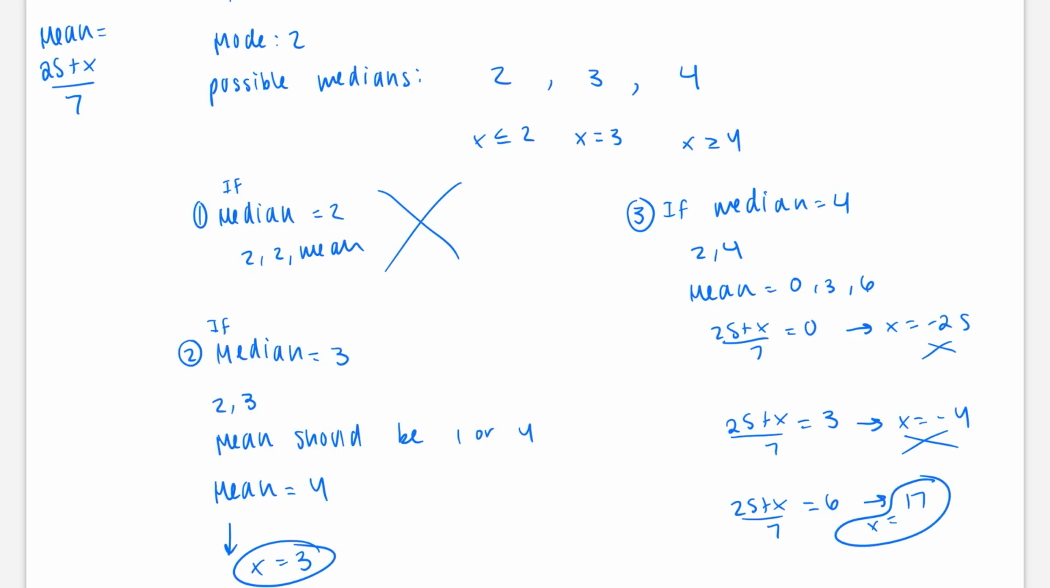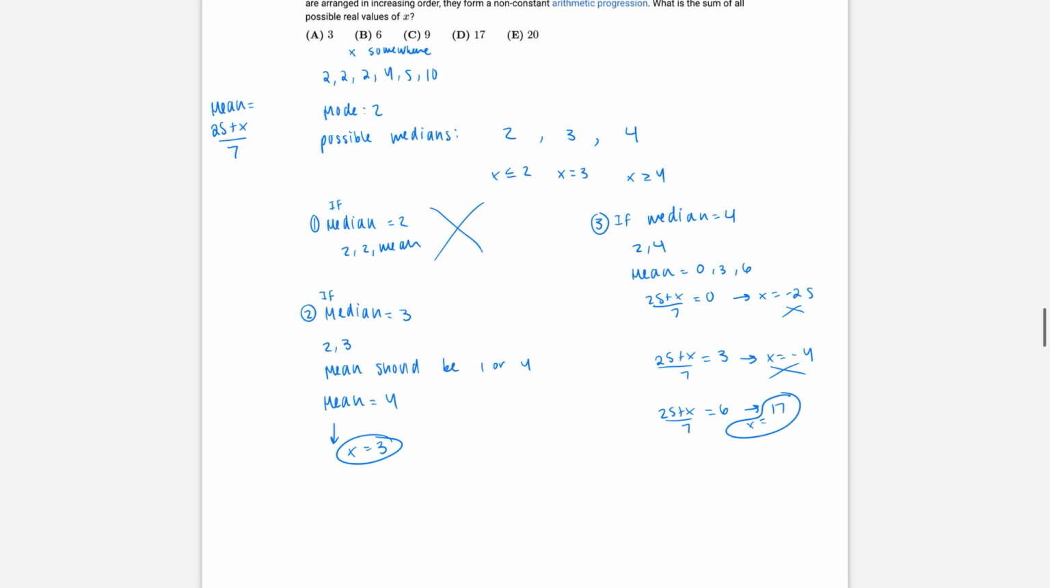So we've covered all three cases and we've gotten two values for x, 3 and 17. The problem asks us what is the sum of all possible real values of x. So that sum is 3 plus 17, which equals 20. So the answer is E.